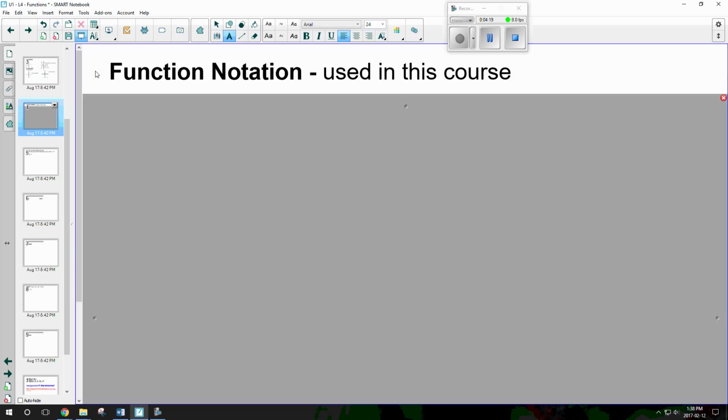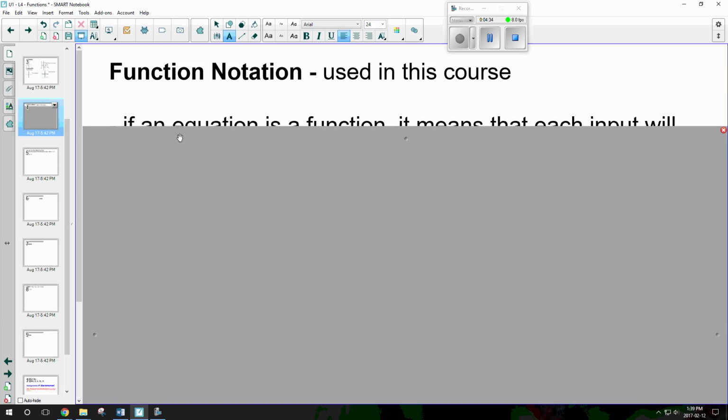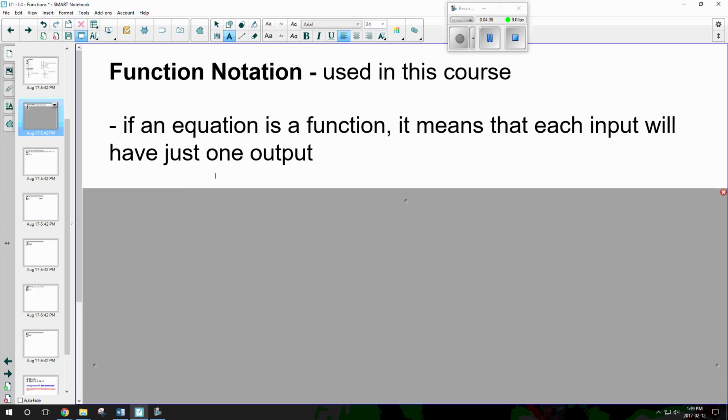So in this class, besides being able to look at graphs and tell that they're functions, we need to use what's called function notation. And from now on, we are going to use this function notation in this course, and any course that you take after this will continue to use this function notation. So first off, what is function notation?